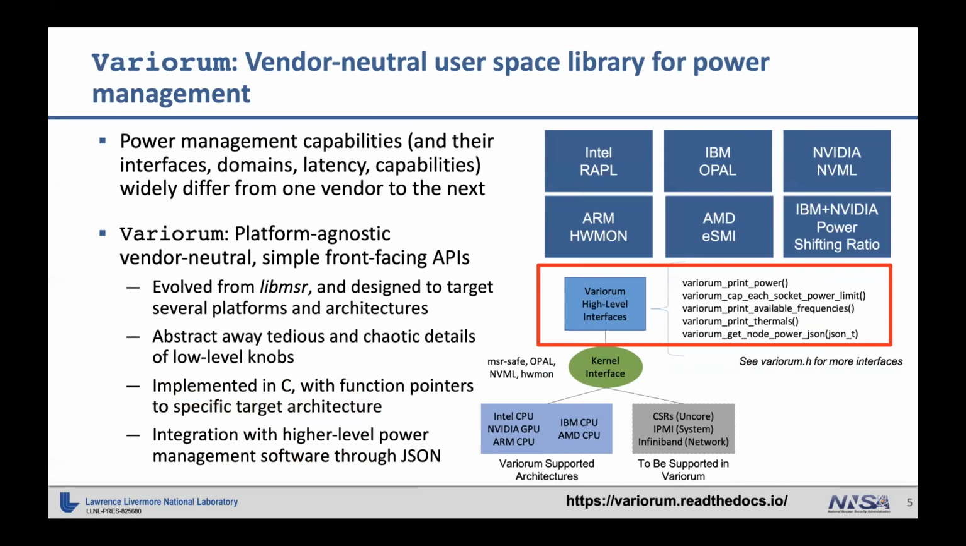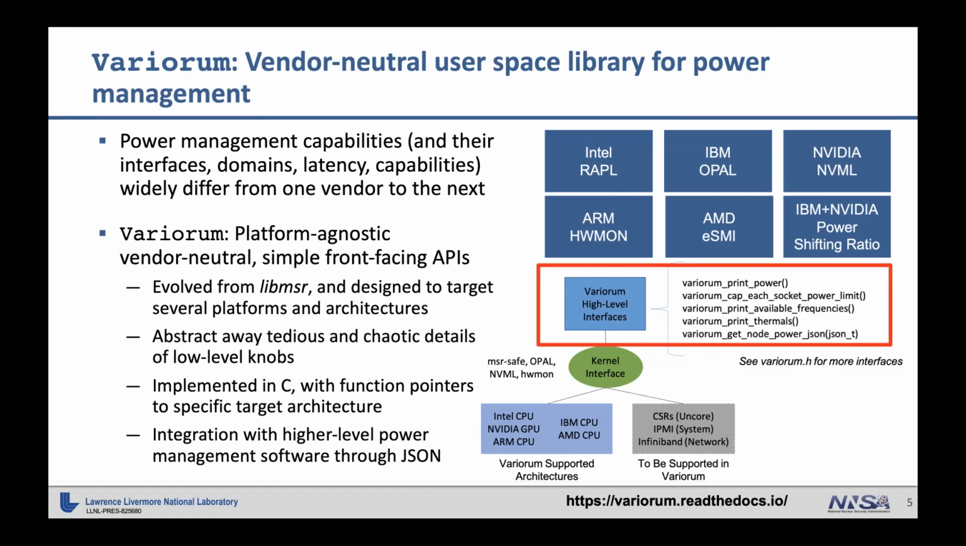Variorum is an evolution of a Livermore library known as libmsr. So all the original functionality that we had for libmsr, which targeted Intel platforms, has been brought over into Variorum to support Intel platforms. We have designed Variorum to target several different architectures and platforms, as well as their individual features with a common API. And under the hood, Variorum is going through the different mechanisms in order to support the different knobs and controls.